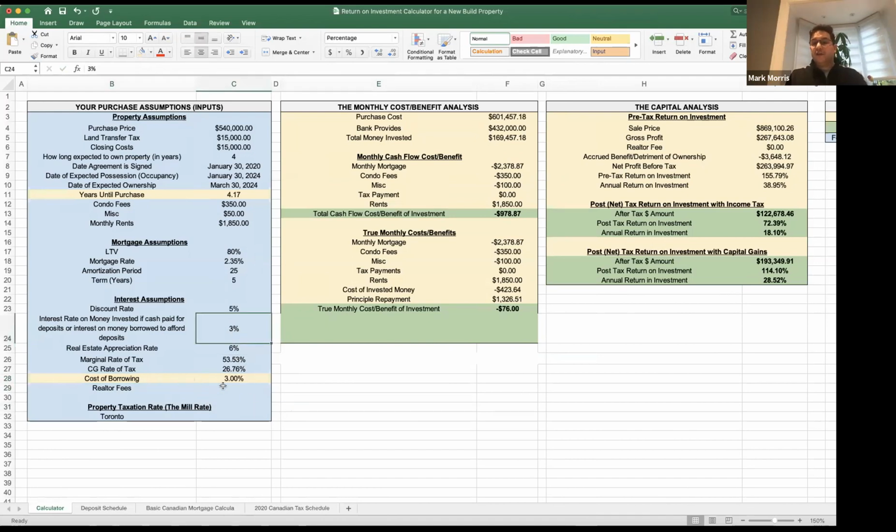And then you have your realtor fees. So what are your realtor fees? I'm going to assume 5%. Do not tell anyone, by the way, that you're going to give them a deal of 4% or whatever it is. Be conservative with your investors. Always be conservative with your investors.